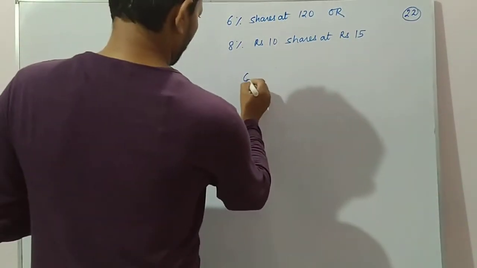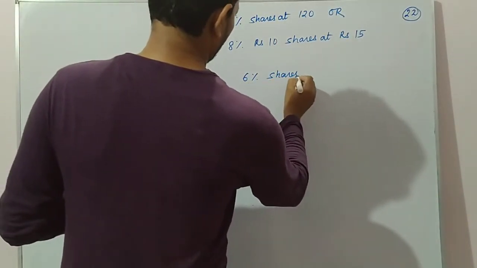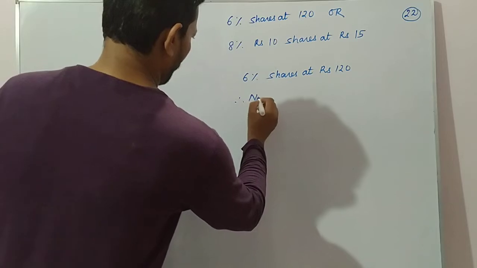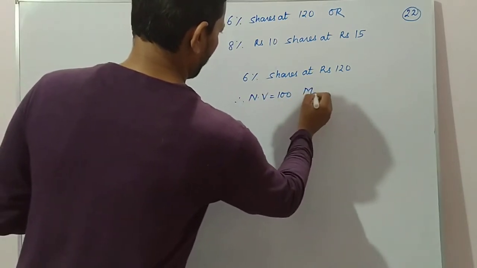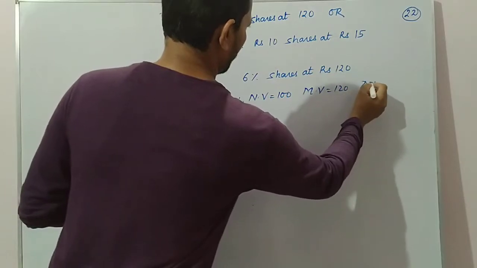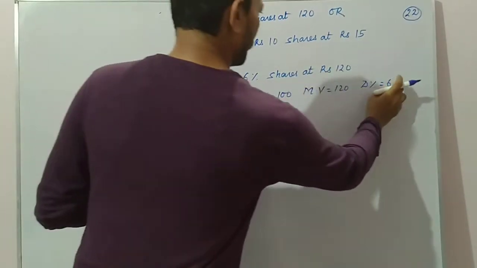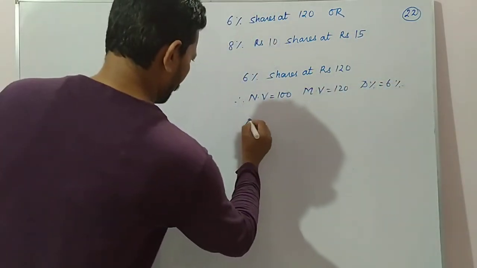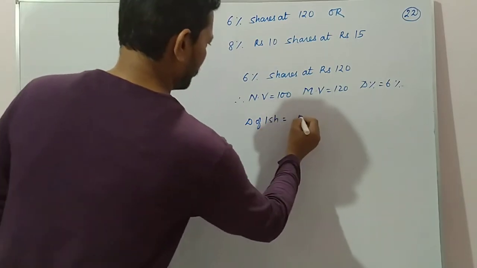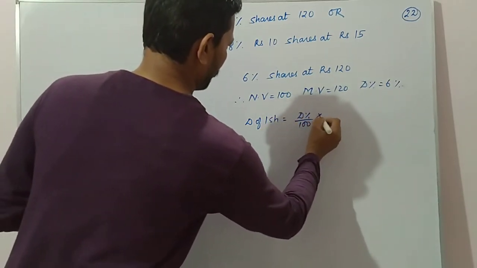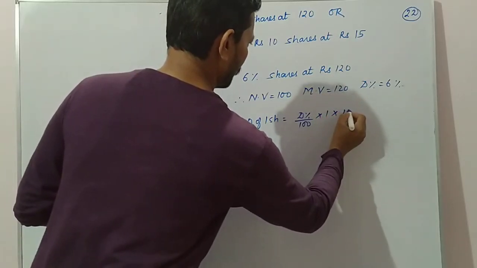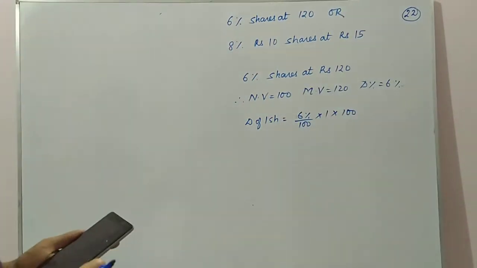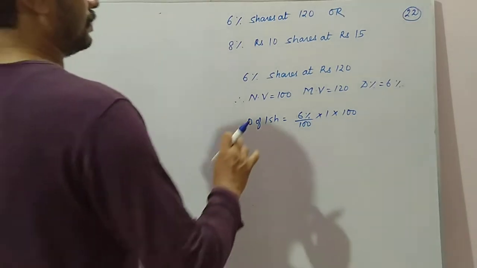That means what? 6% shares at rupees 120. Therefore nominal value is 100, market value 120, dividend percent that is 6%. So we will find what? Dividend of one share. So dividend of one share, that is dividend percent by 100 into number of shares into nominal value. Dividend percent is 6%. Dividend percent by 100 into number of shares, that is 1, into nominal value, that is 100.